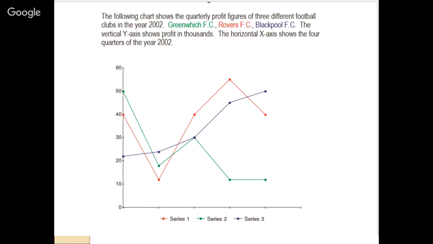So let's look at our figures again. So we have 40, 11, 41, 55, 42. What do we realize? What kind of trend is that? And even when you look at it as well, we see the pattern of the trend. It's fluctuating.